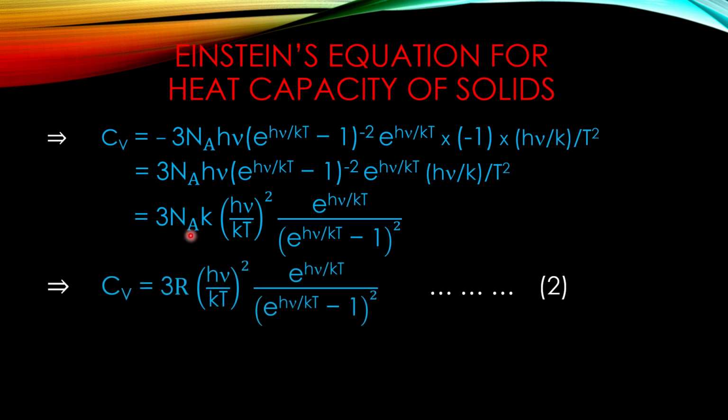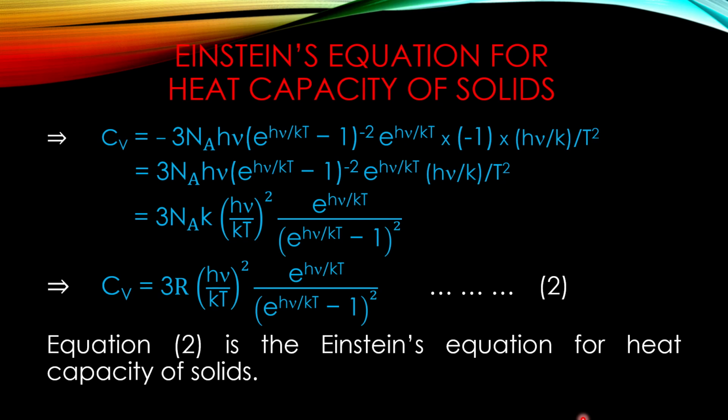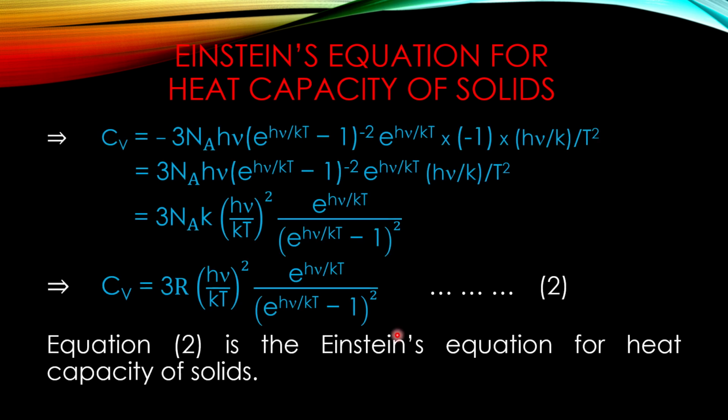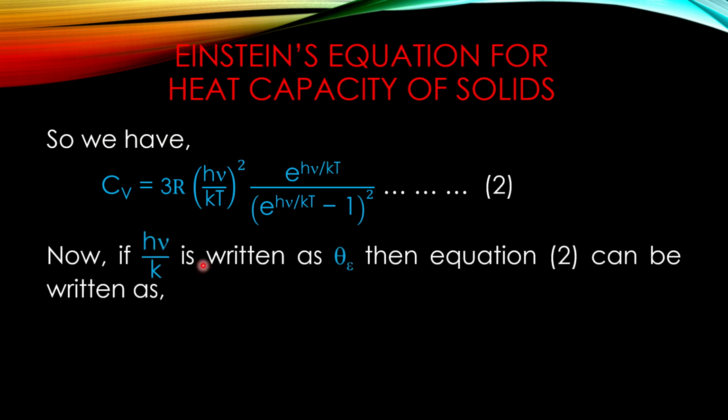Because N_A is Avogadro's number and k is the Boltzmann constant, N_A into k means the universal gas constant R. So instead of N_A into k, we have written R, with all the other terms remaining the same. This way you get equation 2, where we have the expression of heat capacity of solids. This is Einstein's equation number 2. If you are taking notes, don't write it twice, because I have repeated it here for going to the next slide. You just start from here.